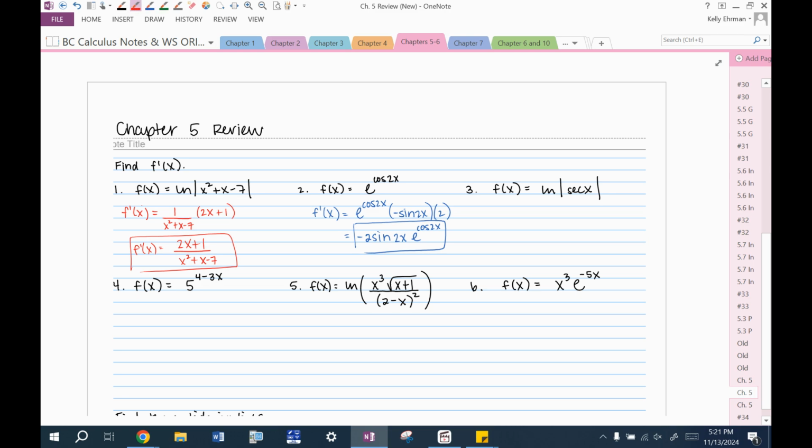Another natural log. So we have f prime is equal to 1 over secant x. The derivative of secant is secant x tangent x. The secants cancel out, so f prime of x would just be tangent x.